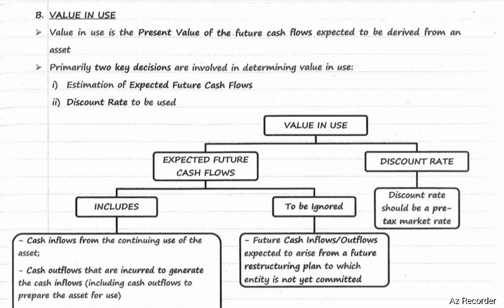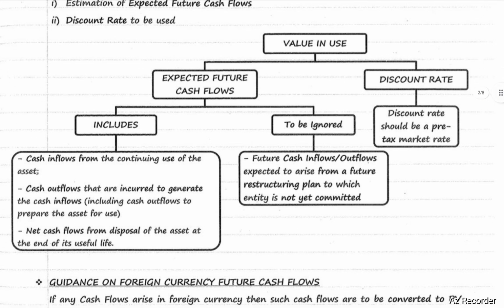Value in use, expected future cash flows. It includes cash inflows from the continuing use of the asset, cash outflows that are incurred to generate the cash inflows, including cash outflows to prepare the asset for use, and net cash flows from disposal of the asset at the end of its useful life. While calculating expected future cash flows, the following are to be ignored: future cash inflows or outflows expected to arise from a future restructuring plan to which the entity is not yet committed. It should be ignored.